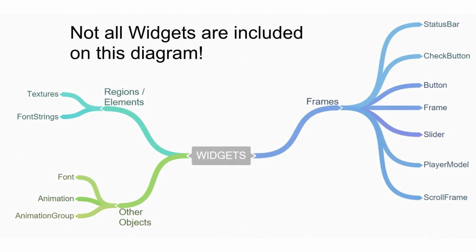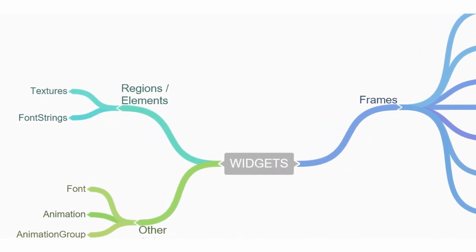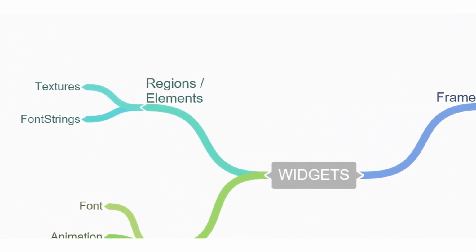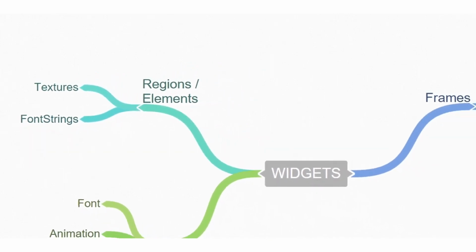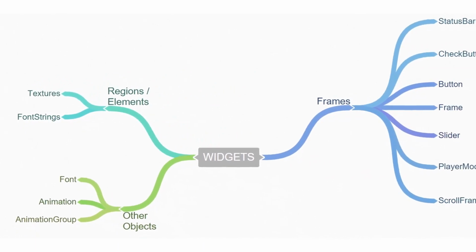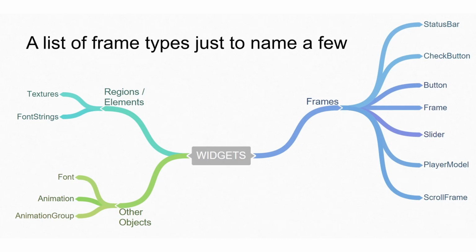Okay, so let me stress this really clearly. It is very important that you understand that textures and font strings, which are basically just text, are technically classed as widgets, but I find it confusing to think of them this way because widgets consist of frames and regions. Now, frames and regions are pretty different. Regions are textures and font strings, this is what they are. Everything else is referred to as a frame.